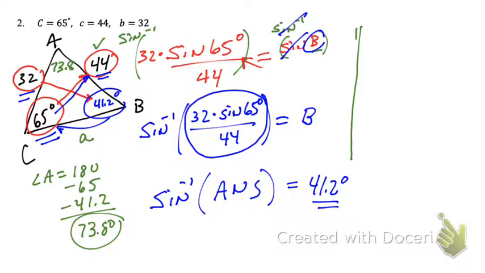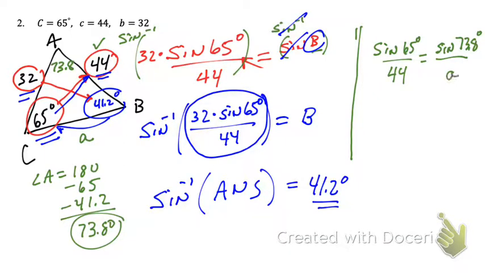side A? I would go back and I would use sine of 65 over 44 because we were given that. We didn't round anything to get it. Now we did round angle A, and we're just going to have to use it. We'll have to say sine of 73.8 degrees over side A.